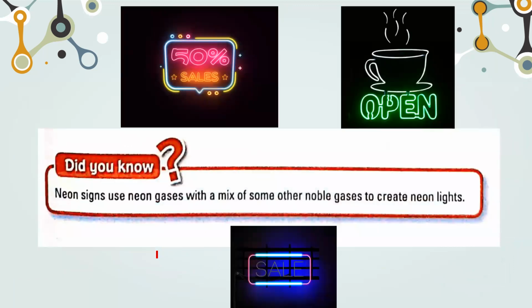You will observe such signs outside coffee shops or open cafeterias. These lights are called neon signs or neon lights. A neon sign uses neon gas with a mix of some other noble gases to create neon lights. These gases are in operation with some other gases, and they produce a light that is also called neon light.